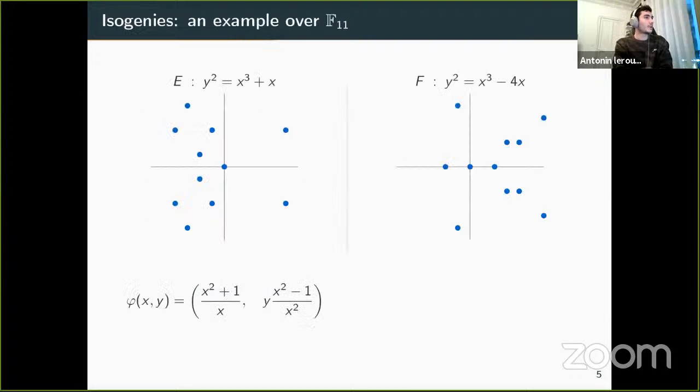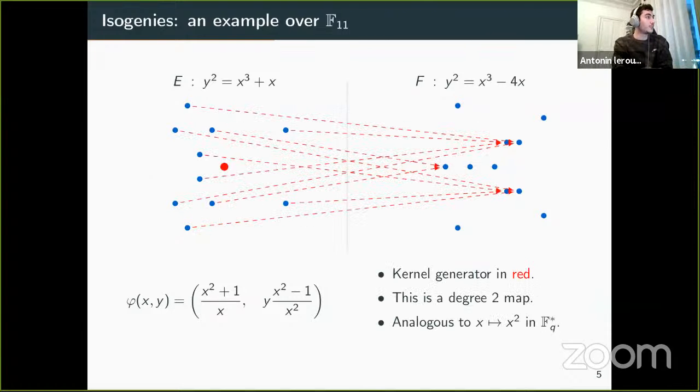A quick example over the finite field of characteristic 11. I take two curves, E and F here. Then I can define an isogeny with this very nice rational expression. This is actually a degree 2 map, which basically means that this isogeny is going to be 2 to 1 from E to F. You can see it in some way as an analog of the squaring map.